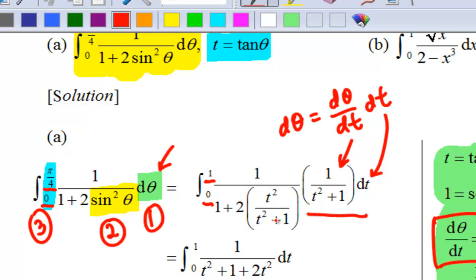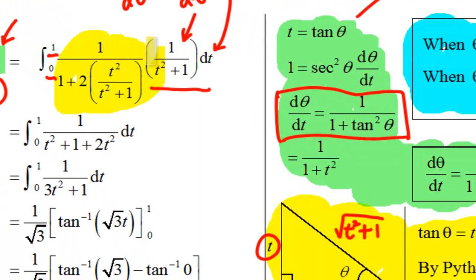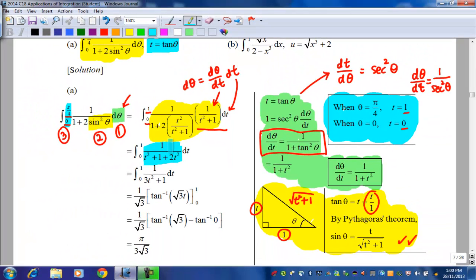Next, simplifying this expression here, we're going to arrive at this fraction. And further simplify, I should get 1 divided by 3t squared plus 1. And based on what you have learned in the topic of basic integration technique, you should be able to arrive at this particular step here.